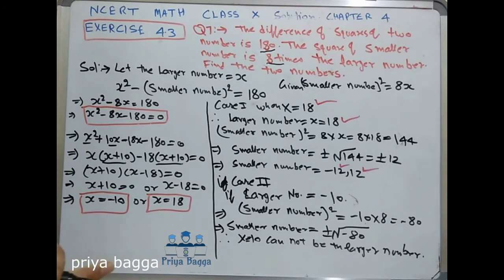Anyway, this is for this class only. When you go to the next classes, 11th, 12th and further, you will come to know that you can take the square root of a negative number also, but those are imaginary. Okay, but as of now, up to the 10th class, the square root of a negative number is not there. In fact, it is not a real number. So this is the solution of this question number 7.